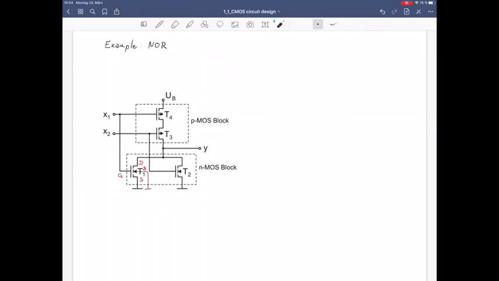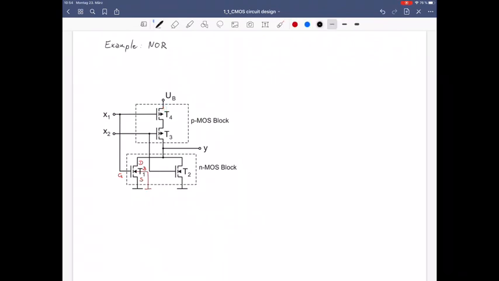Now we can derive the Boolean equation or the logic equation describing this particular circuit. We can do this by looking at either the PMOS block or the NMOS block. Here we will do both. We will start with the PMOS block, and if we look at the PMOS block it tells us when the output signal, in this case the variable y, is connected to the supply voltage VB. So if we have a conducting path through the PMOS block, in this case transistors T3 and T4 have to be turned on, then we have a high level output or a logic 1.